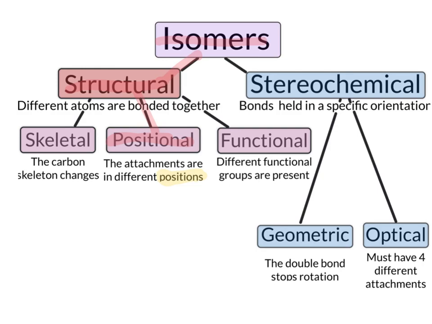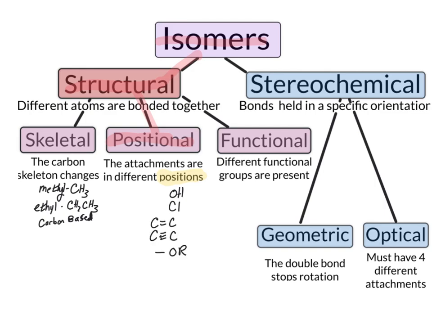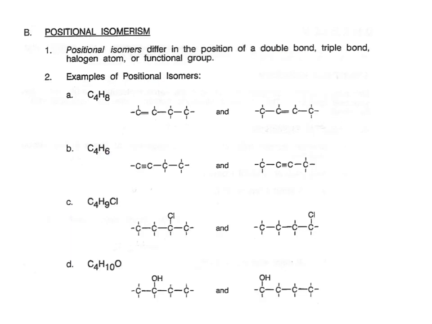For things like methyl groups and ethyl groups, those are not considered functional groups, so when their position changes, those are skeletal isomers. But when it's something like an OH or a chlorine, or even a double or triple bond, then we can start to see positional isomers. Positional isomers differ in the position of a double bond, a triple bond, a halogen atom, or any other functional group. So we're going to look at some examples of different positional isomers for different classes of compounds.